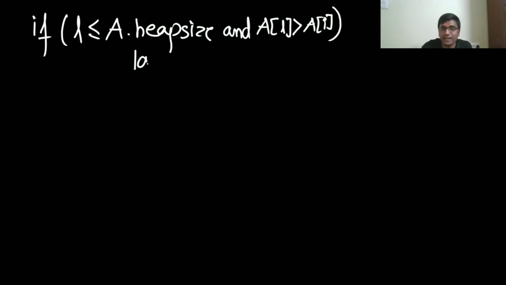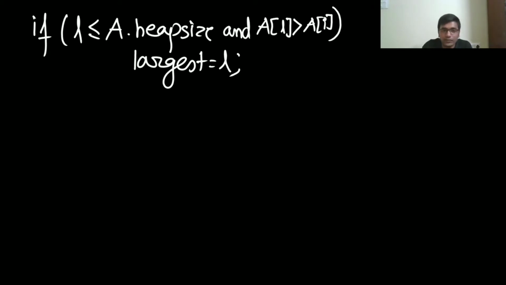If this is the case, then largest is going to have L. Largest is going to have the left child index. Is it clear? See, I am checking. I find first the left child index. Then with the left child value and with the parent, I am comparing. If left child is having a larger value than the parent, then largest is going to have L.